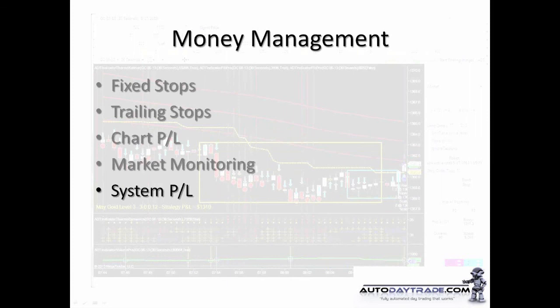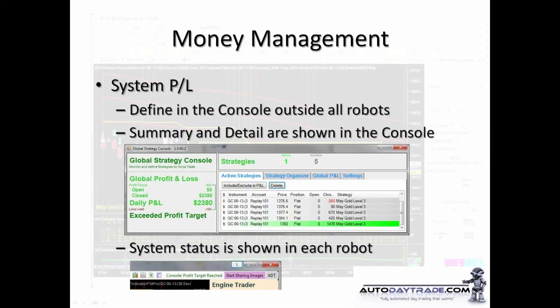Okay, we're the only NinjaTrader trading platform provider that offers a system-wide view of P&L across all your charts and strategies. You define your system-wide profit target and loss limit in the console outside of all robots. When robots are running, the current status is shown in detail and summary form in the console. Each robot in turn shows the system-wide status in the NinjaTrader tool strip. And you can see both those pictures here.